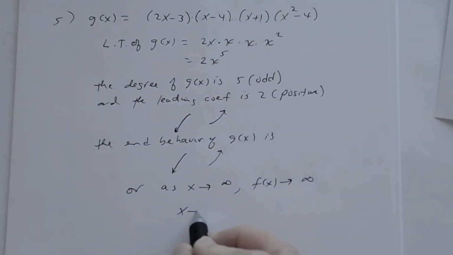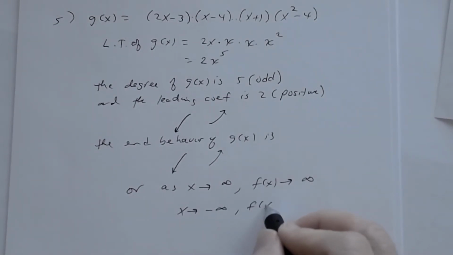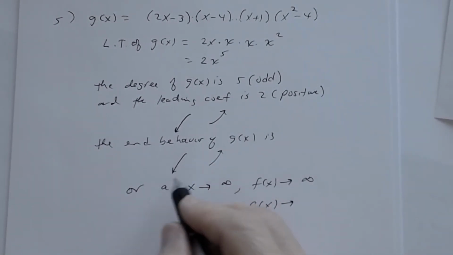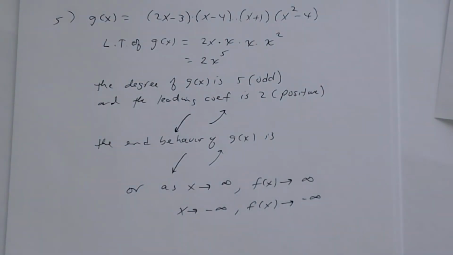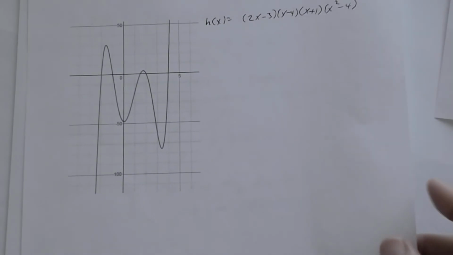So that means that as x approaches negative infinity, meaning the left side, what's happening to your y values? Well, your y values are approaching negative infinity. Okay? And I have a graph for number 5. I can quickly get it. So number 5, I think this is it. Yeah, this is it. So here's number 5. See what it looks like?